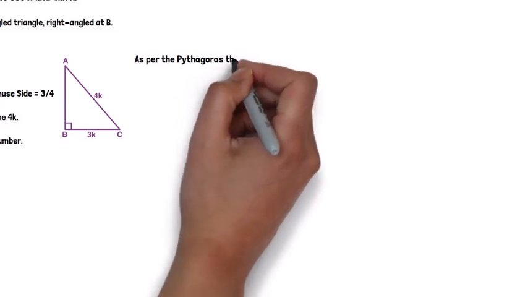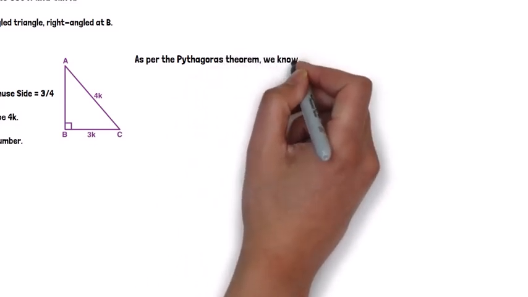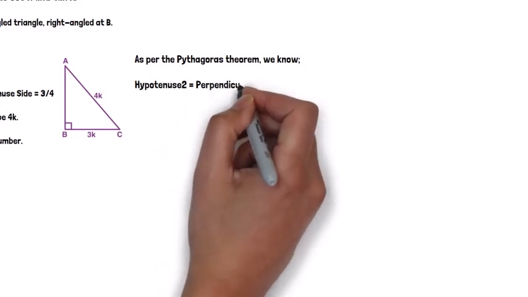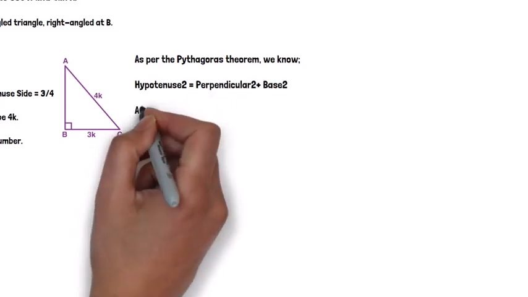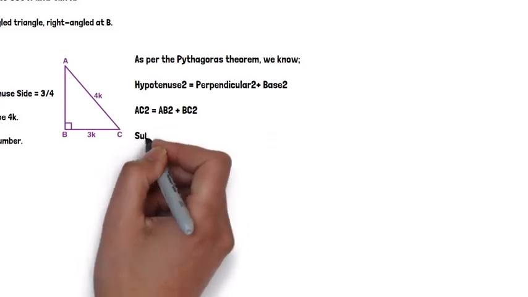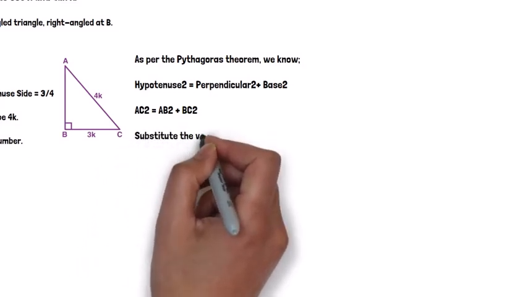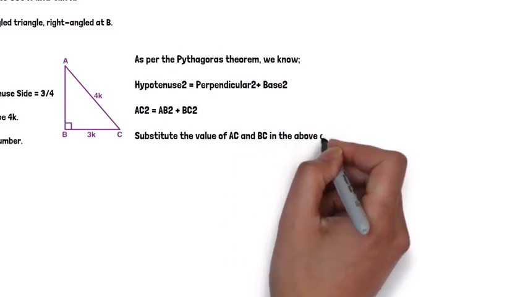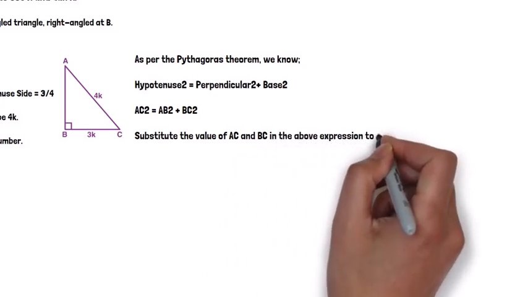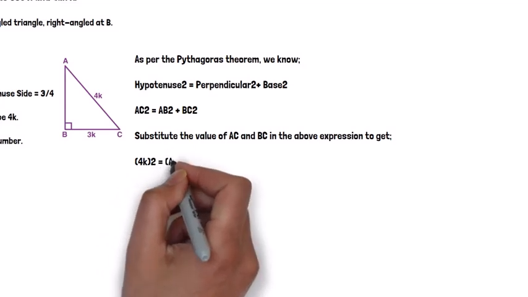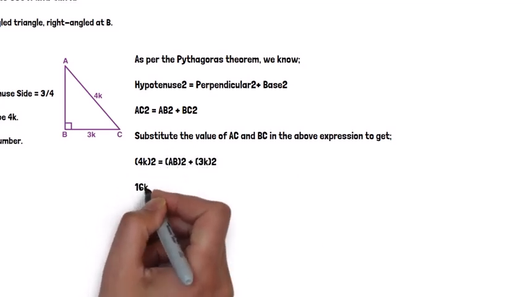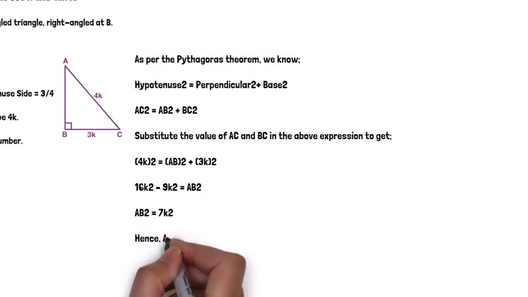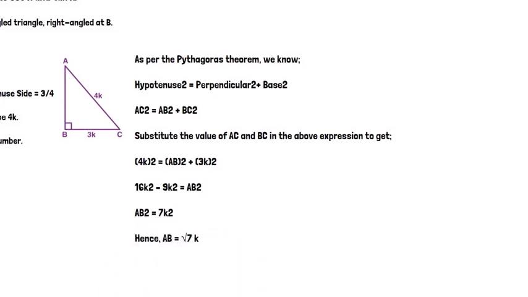As per the Pythagoras theorem, we know hypotenuse squared equal to perpendicular squared plus base squared. AC squared equal to AB squared plus BC squared. Substitute the value of AC and BC in the expression to get 4K squared equal to AB squared plus 3K squared. From that we can get AB equal to root 7K.